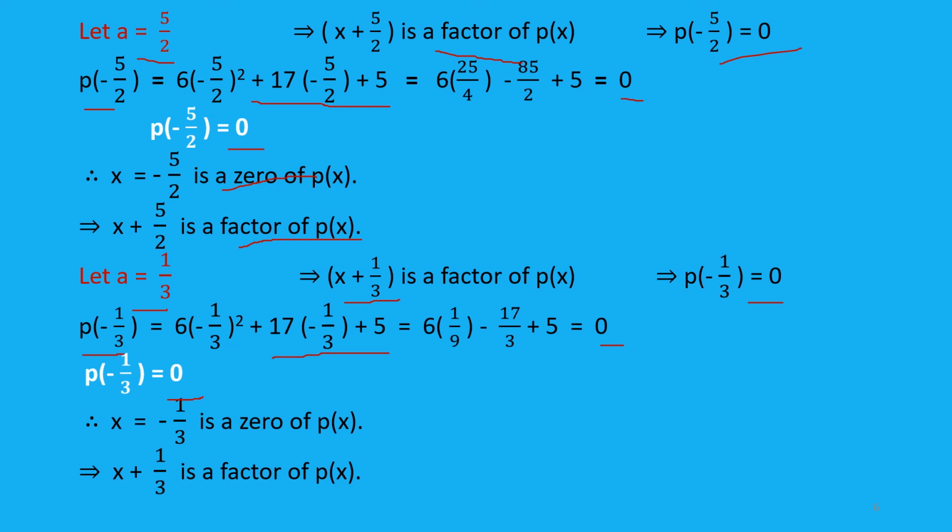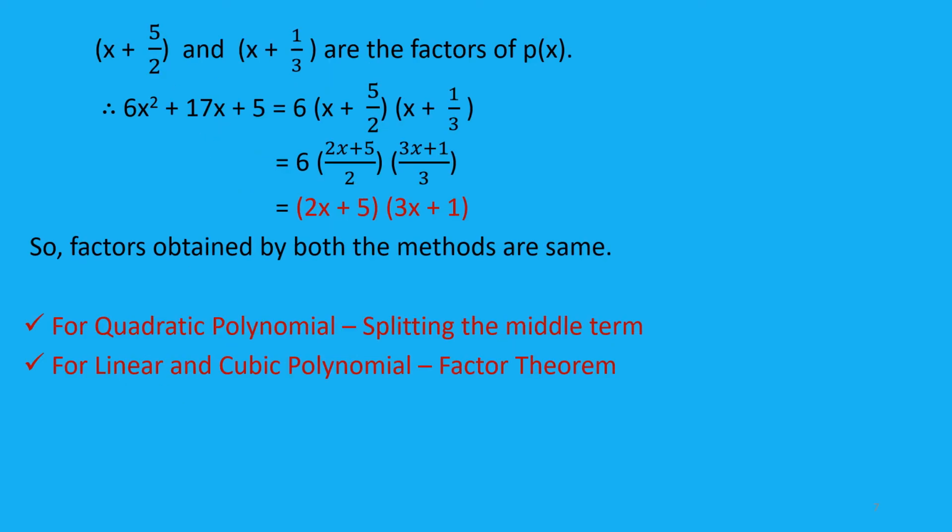So here we have found two factors. x plus 5 upon 2 is a factor of P(x) and x plus 1 upon 3 is a factor of P(x). So finally we got the two factors x plus 5 upon 2 and x plus 1 upon 3 as the factors of P(x). And we have written in the starting that the polynomial equals 6 into (x plus a) and (x plus b). So we will put the value here, and when we multiply, we are getting 2x plus 5 and 3x plus 1.